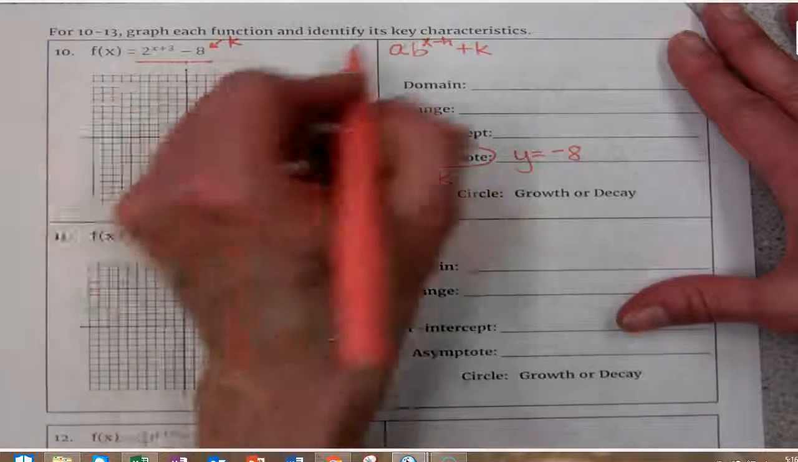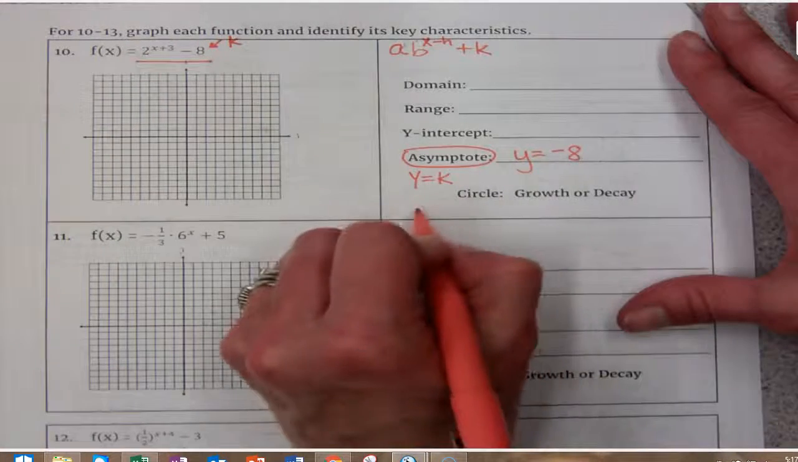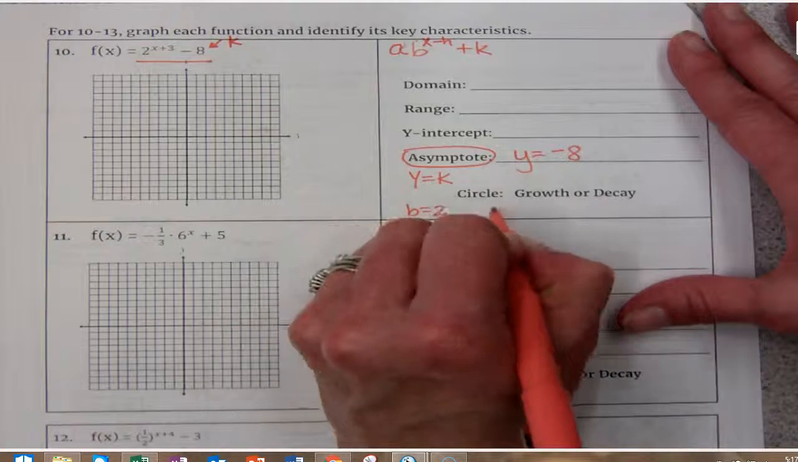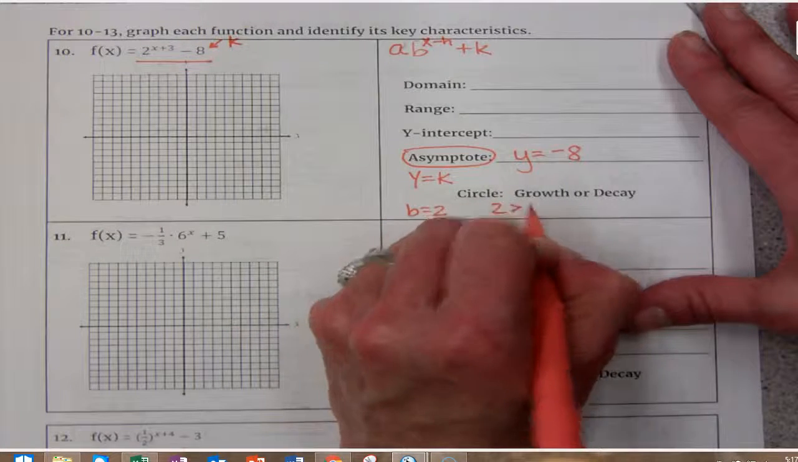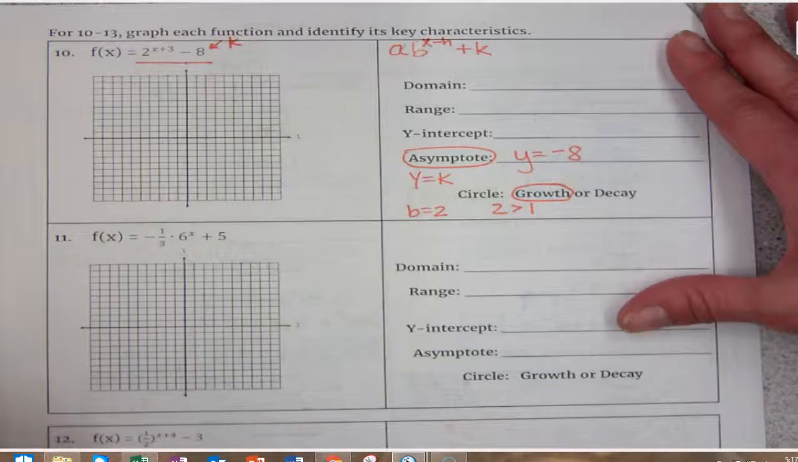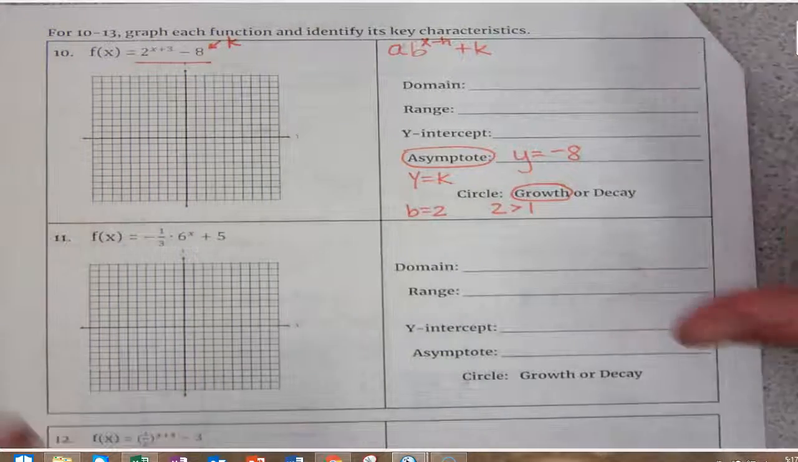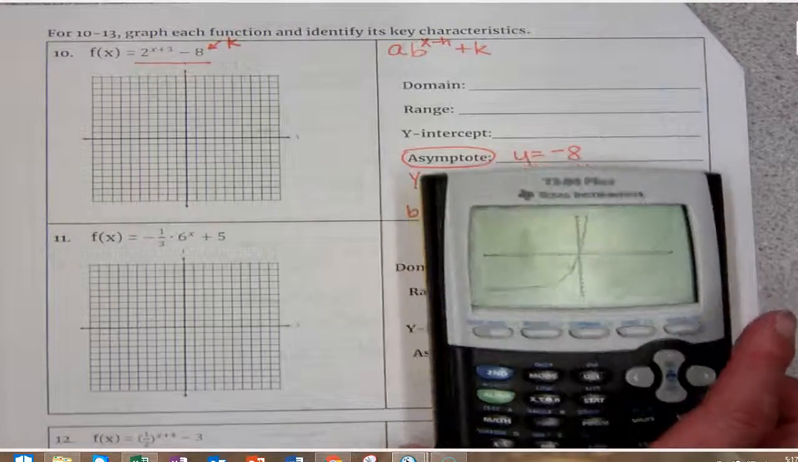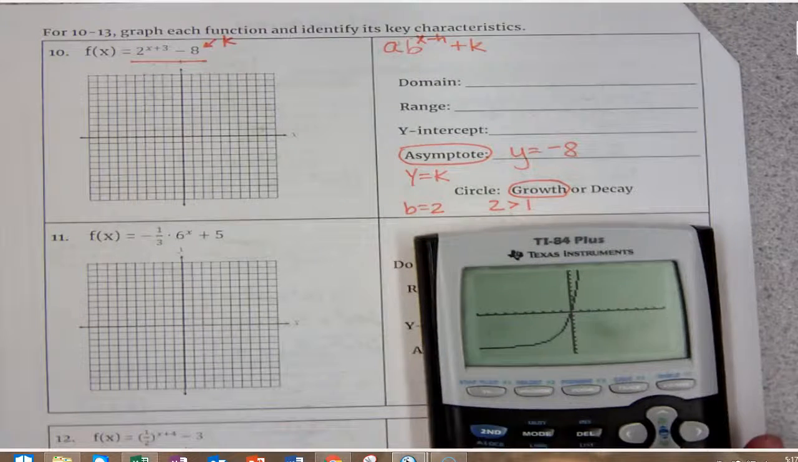And your b value in this one is 2. So b equals 2. 2 is bigger than 1, so we know we've got a growth. Okay, right there. You can do these. Now the rest of the stuff, I suggest you go ahead and just put it in your calculator and look and see what you've got.